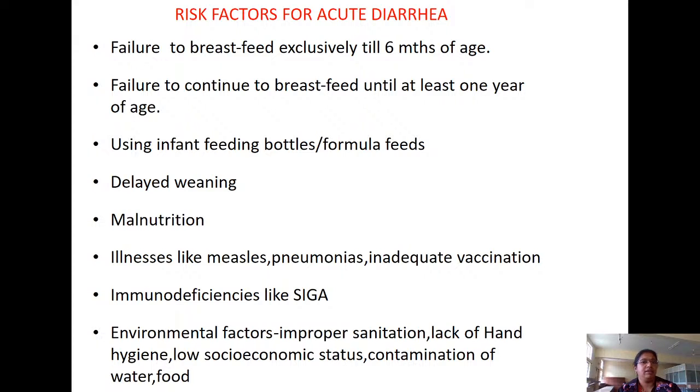Sometimes what happens is some introduction of formula or early weaning, and they cut down the breast milk, or the mother is not well enough to feed the child exclusively. What is exclusive? No other forms of feed should be given, even including water, except mother's own milk. So failure to breastfeed exclusively till 6 months of age. Failure to continue to breastfeed until at least 1 year of age. That means even though weaning has started, she has to continue breastfeeding along with the weaning.